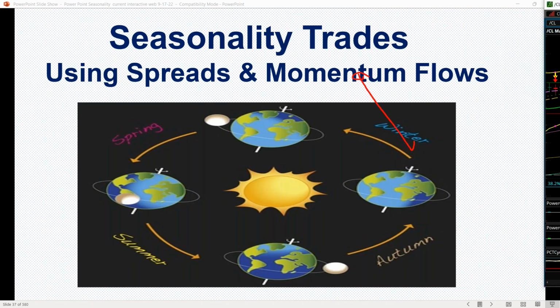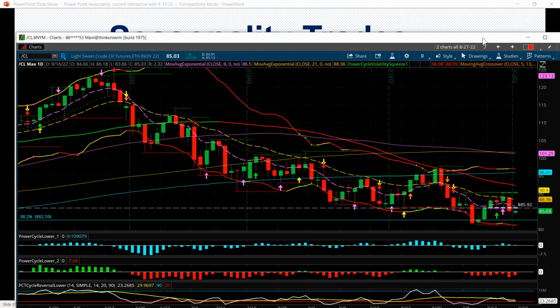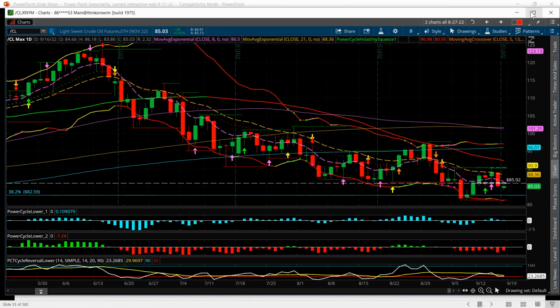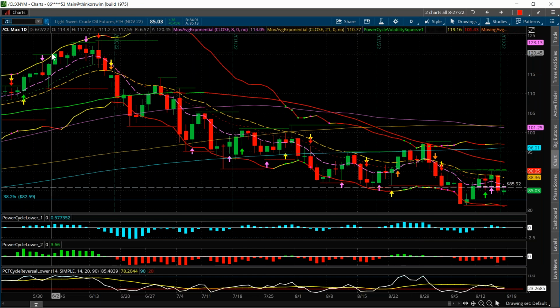Okay, and then if we go back here, I'll pull up natural gas, and you can see what it did last year. Let me get the dates again so you can see. The dates were going short around 10/12, and then out 10/22. So some of these trades are not long, some are really long. And then I just follow the momentum and stick with the trade if you want. So we'll put up natural gas real quick, and you can see what it did last year.